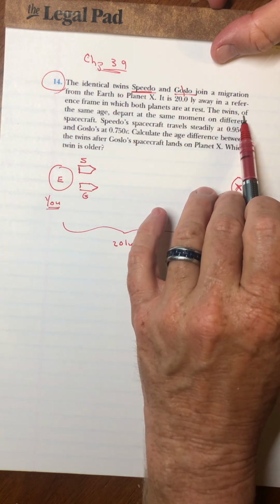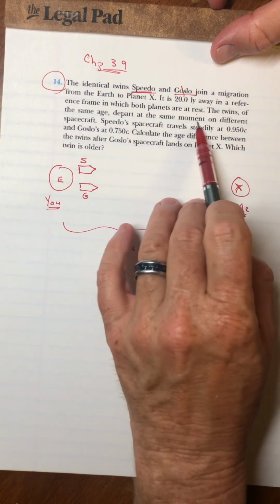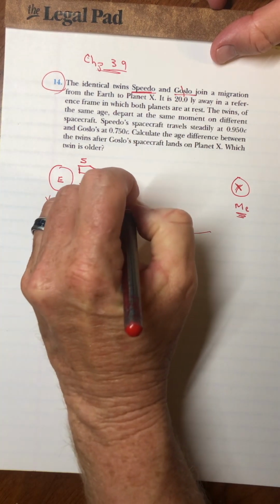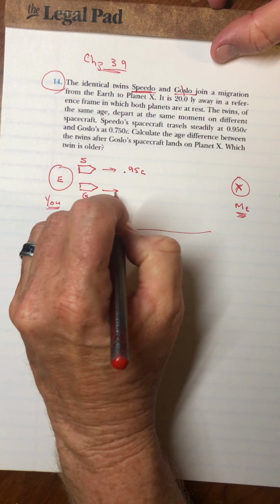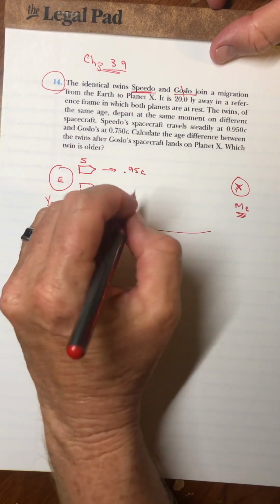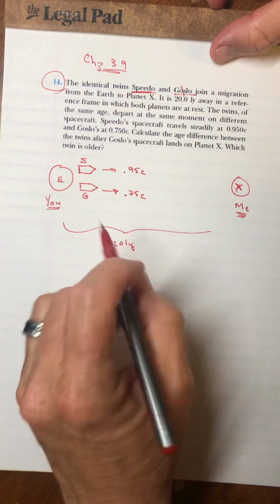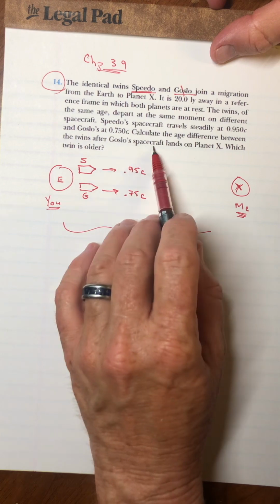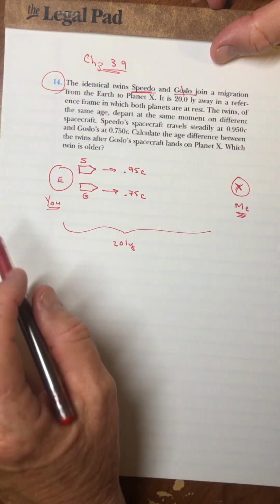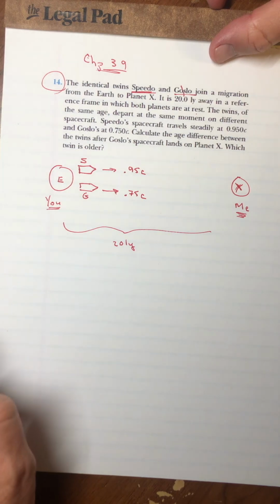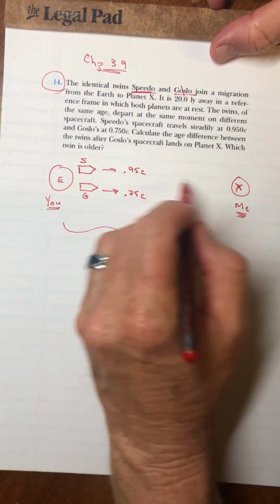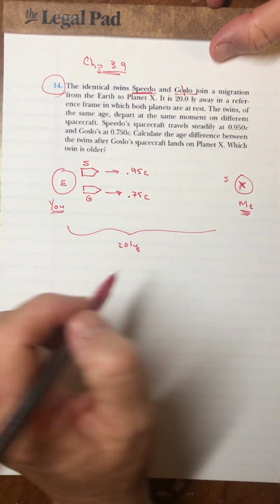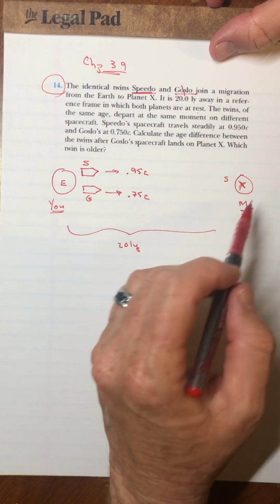Now, the twins are of the same age, and they depart at the same moment, but on different spacecraft. Speedo's spacecraft travels at 95% the speed of light, but Go Slow only travels at 3/4 the speed of light. Calculate the age difference between the twins after Go Slow finally lands on planet X, and which one is older. You can see Speedo's going to get here first, and then eventually Go Slow, and then we're all going to get together: me, Speedo, and Go Slow.